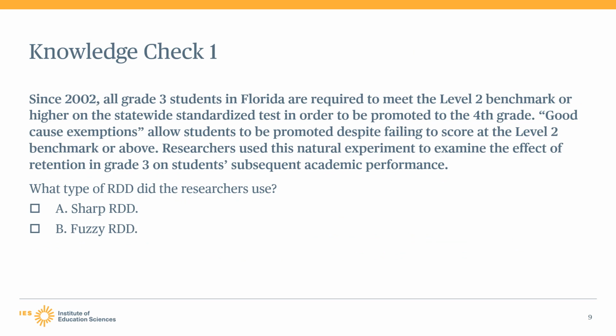Time for your first knowledge check in this module. Since 2002, all grade 3 students in Florida are required to meet the level 2 benchmark or higher on the statewide reading test to be promoted to 4th grade. However, there are several of what are called good cause exemptions that allow students to be promoted despite failing to score at the level 2 benchmark or above. For example, scoring above a certain threshold on an alternative test, passing a teacher portfolio, or being designated as an English learner. Researchers have used this natural experiment to examine the effect of third-grade retention on later outcomes, such as test scores, graduation, and suspensions.